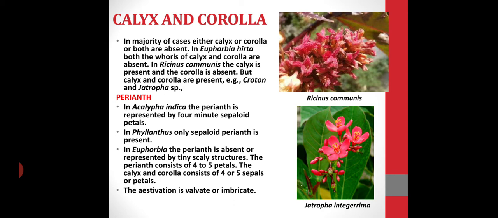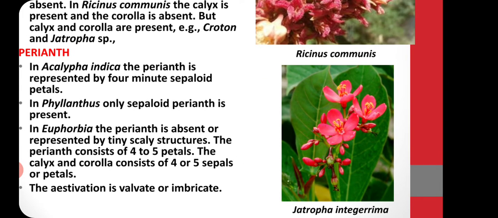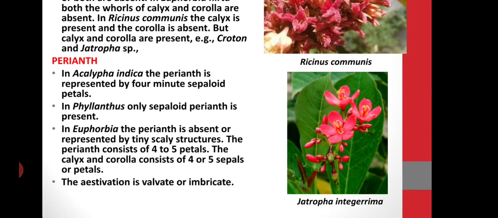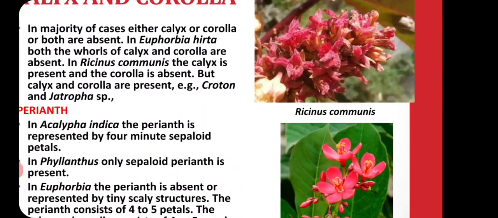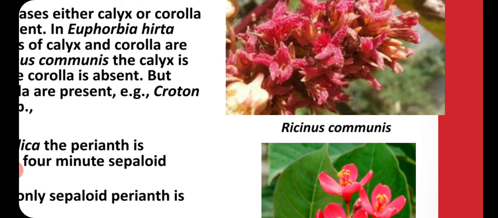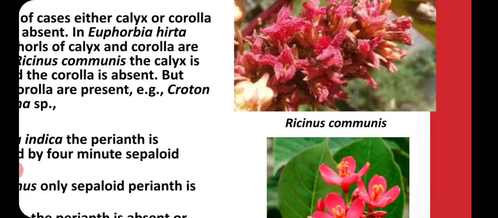In Euphorbia hirta, that is the previous slide, that herbaceous plant, both the whorls of calyx and corolla are absent. But in Ricinus communis, that is Avanaka, the calyx is present and corolla is absent. But calyx and corolla are present in Croton and Jatropha. Here we can see this Jatropha integerrima, and it's a very beautiful garden plant. Here we can see very colorful non-essential whorls.